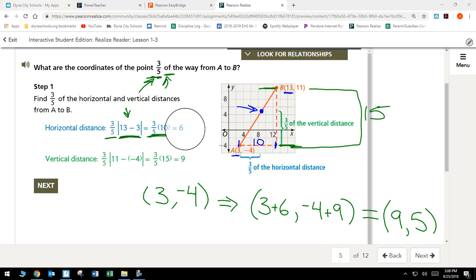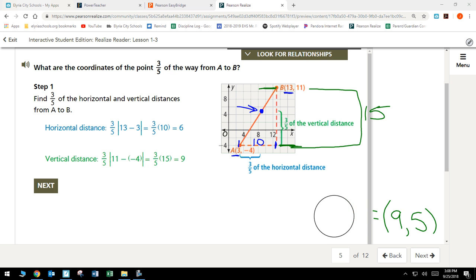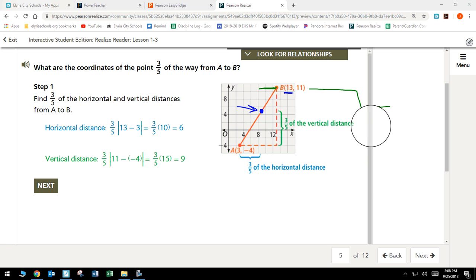So to recap that, in order to find a fraction of the way across a line segment, you have to first find out how far you're going horizontally and vertically. Take that fraction of the distance by multiplying. And once you find out what part of the distance you have to go is, you add those to your starting value.